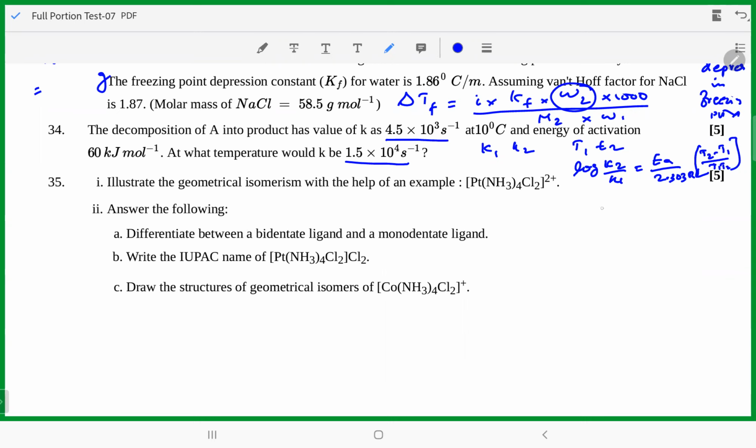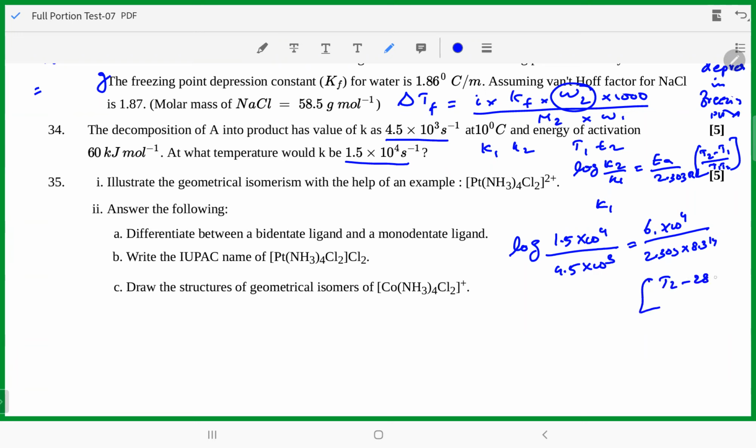Okay, this equation. So here they have given the K1 value, T1 value, K2 value and Ea value. So you do log of K2, 1.5 into 10 power 4, divided by 4.5 into 10 power 3, that's equal to Ea, 6.6 into 10 power 4 joule per mole, divided by 2.303 into 8.314 into T2, which we don't know, so we keep it as it is, T2 minus 283 divided by 283 into T2. From this we have to find out T2.